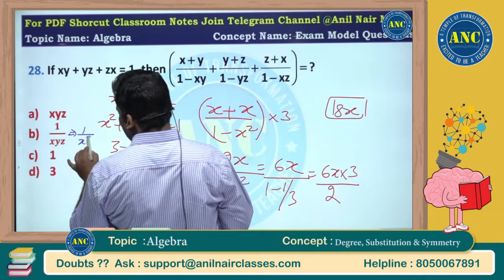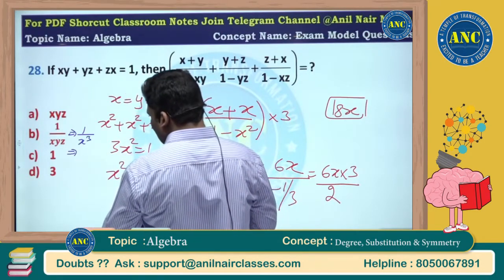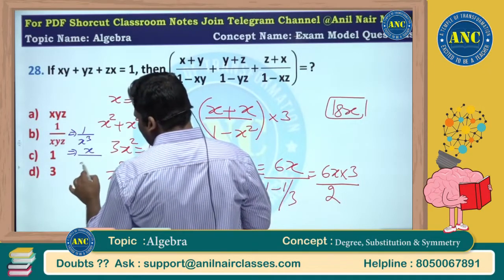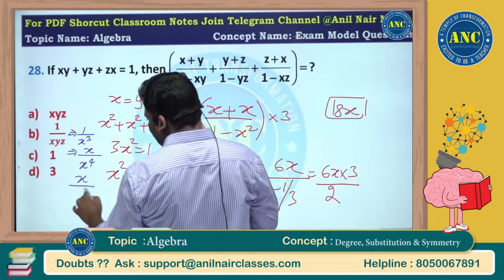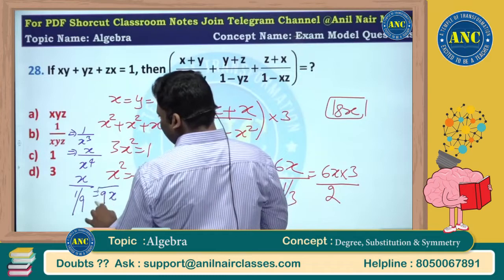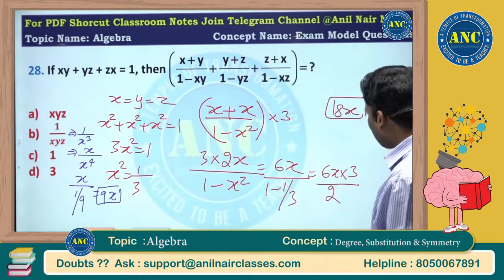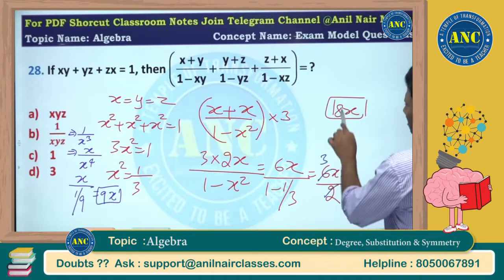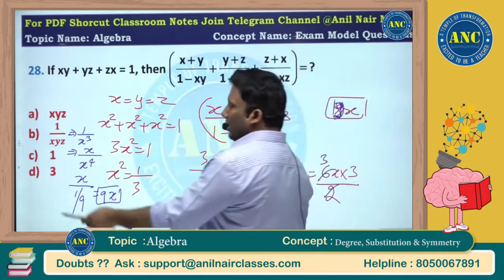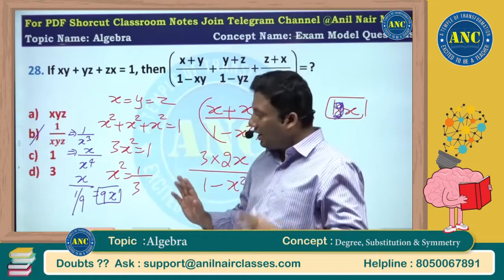So this is 1 by x cube. How much we require? 18x, right? So this is x by x power 4, x by 1 by 9, which is 9x. I hope it is clear. These 2 3s are cancelled, 9x only. So second option it is matching. Answer is 9x. I hope the idea is clear.